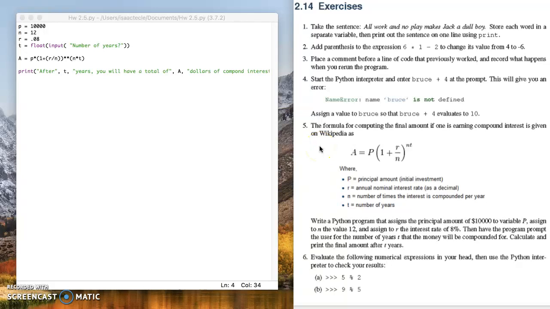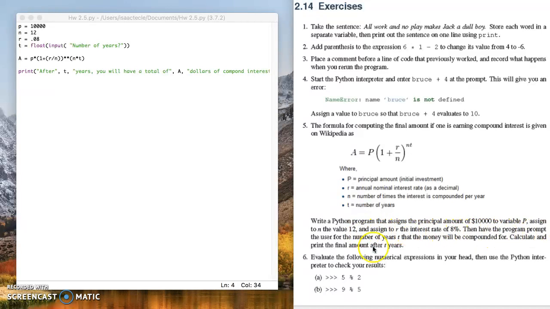Okay, so I'll be answering question 5 of the homework, which asks the formula for computing the final amount if one is earning compound interest, given on Wikipedia as this equation. Write a Python program that assigns the principal amount of 10,000 to variable p, assign to n the value 12, and assign to r the interest rate of 8%.